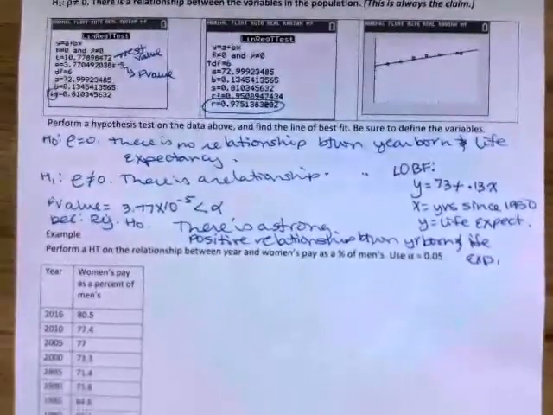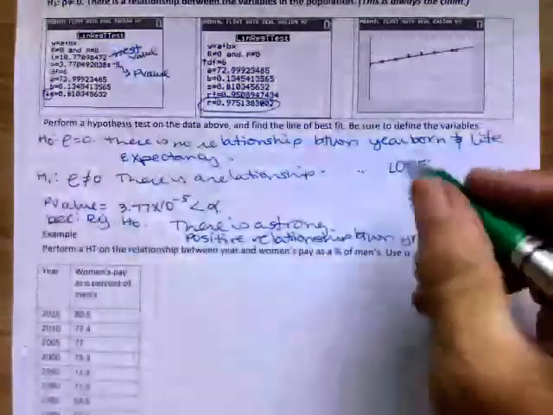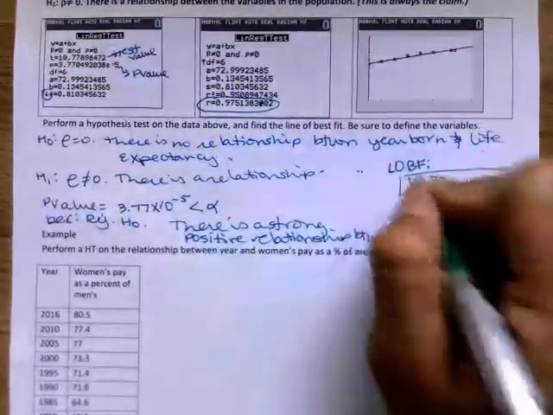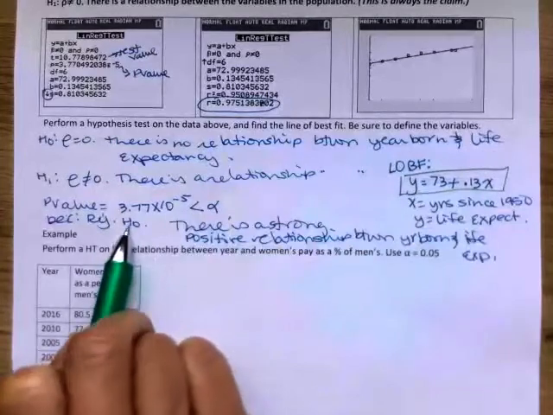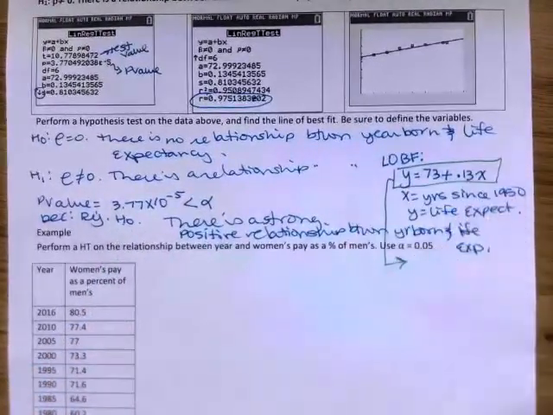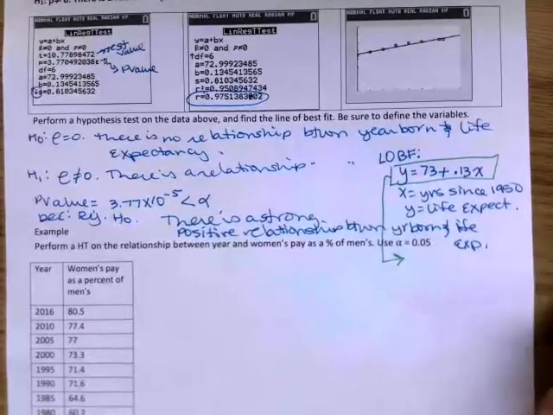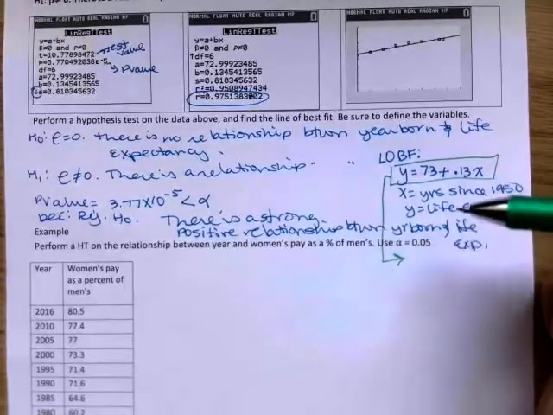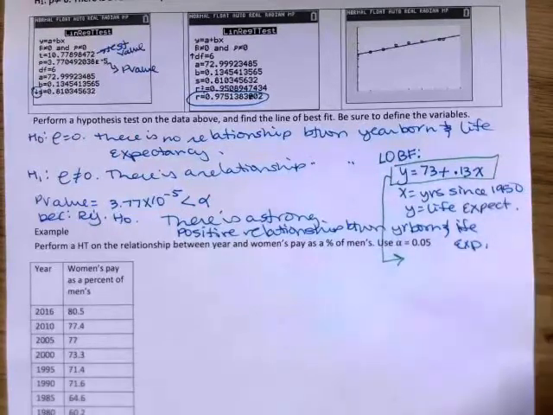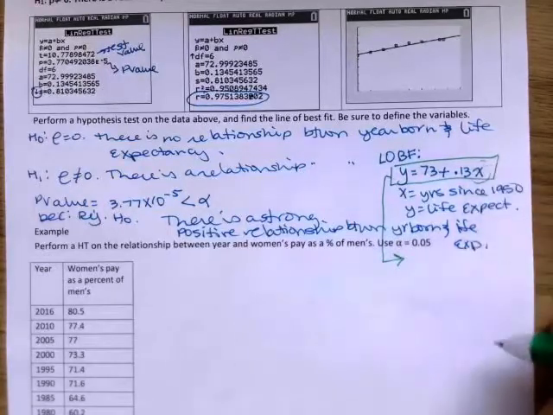Now, I've kind of run out of room, but something that you should know: once you have a line of best fit and it's good, if you get to reject the null hypothesis, that means you can use this line of best fit to make predictions. So, if you wanted to see your life expectancy, you'd have to figure out the number of years since 1950, since when you were born, and then plug that in for X.